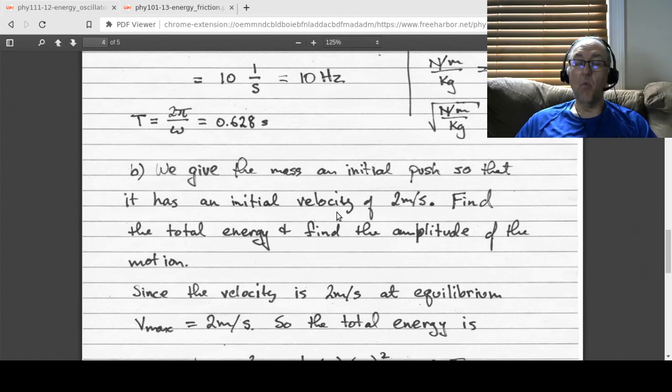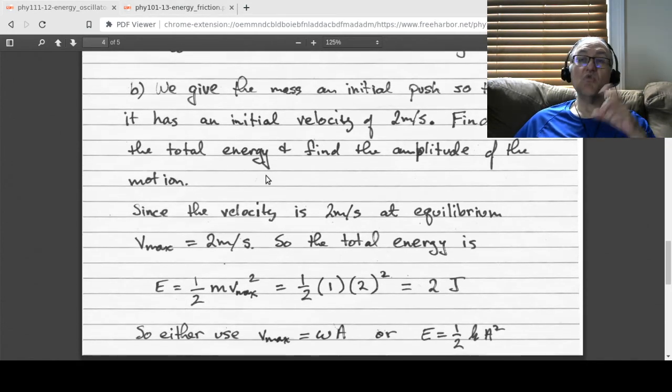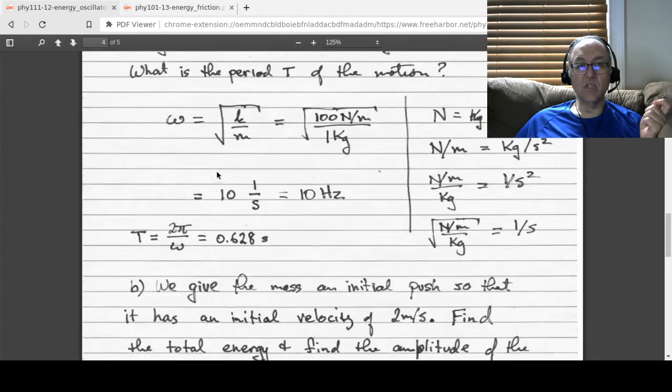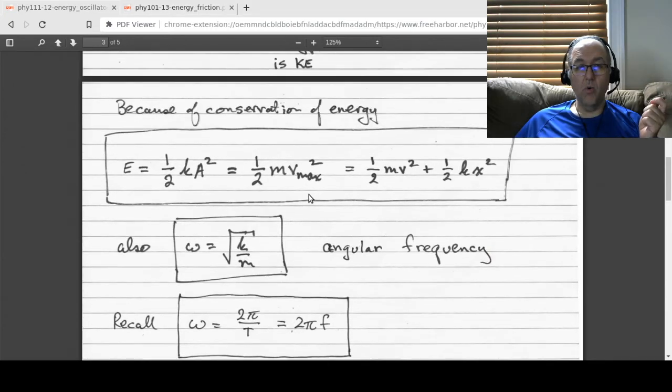Now, why am I obsessing about the wording there? Because I didn't directly tell you Vmax, I indirectly told you. Since the velocity is 2 meters per second at equilibrium, that means Vmax, because Vmax is obtained at equilibrium. So Vmax is 2 meters per second. Then you look at the equations up here and ask, what do I know? I gave you Vmax, and you have the mass, 1 kilogram, so this particular form looks very promising.